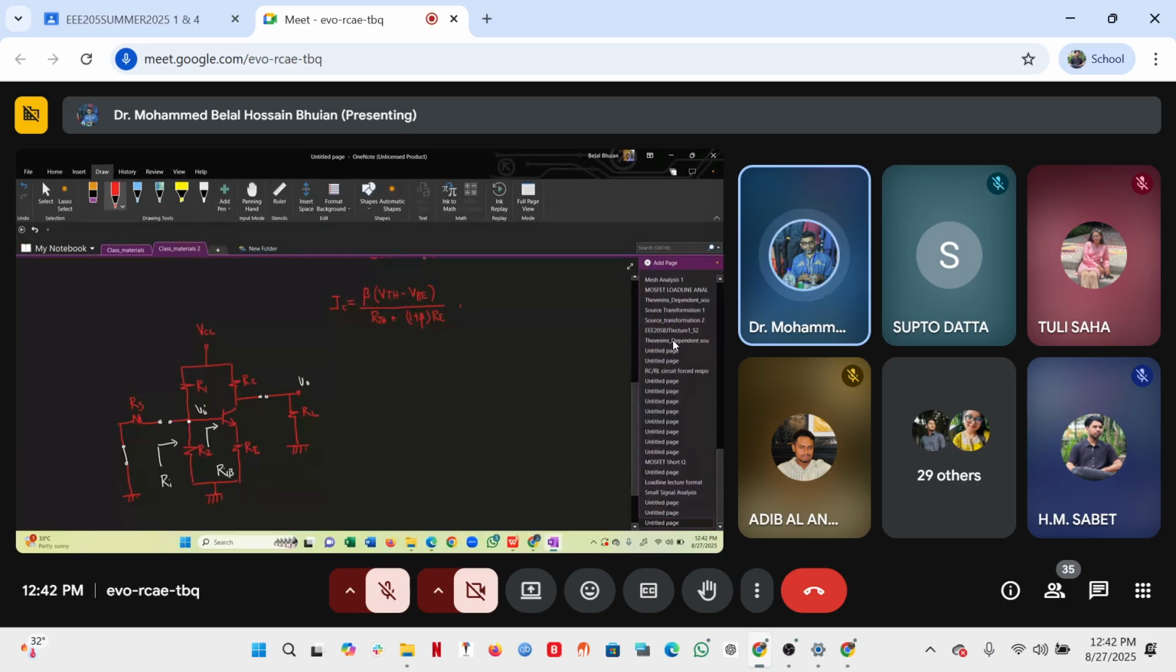Here, VTH, since it's a voltage divider network, and we have already derived this expression, R2 over R1 plus R2 times VCC, and RTH is R1 parallel R2. Fine. So we are done. So once you have determined IC, you can determine GM, R pi, and RP.